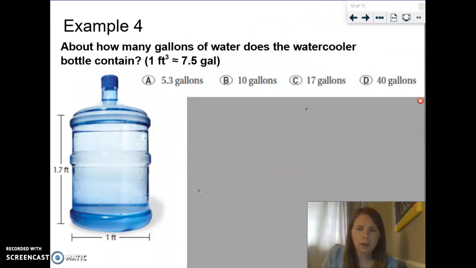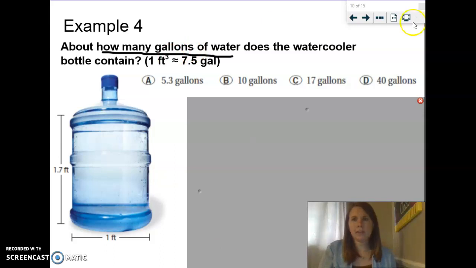Example 4 here is a problem where I've got this big water jug, okay? If you've ever gone to a doctor's office, or a dentist, I feel like I always see them in offices. These big water jugs, they're usually tipped upside down. You've got the little thing where you can pour it out into the little cups. But it says, about how many gallons of water does the water cooler bottle contain? So I want to know how many gallons of water it contains.